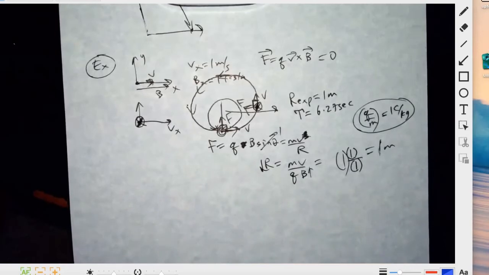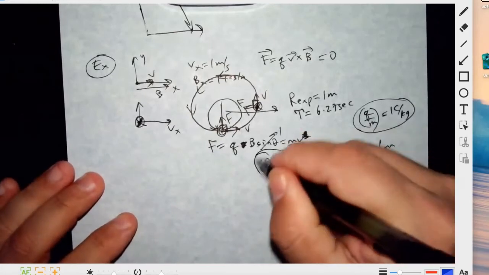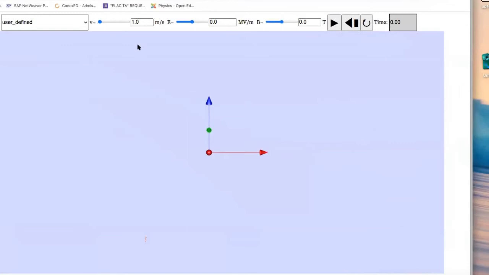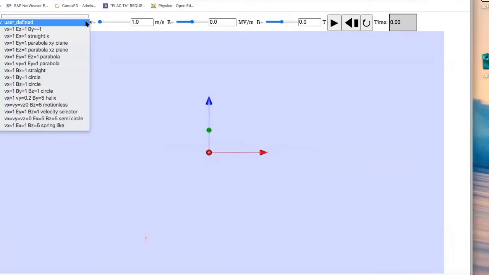Okay, so now that's one level easier, where we're testing out this equation, and we can see that it goes in a circle. Okay, now the next one, maybe we could try, let's do the, what is this one? Bx is 1, By is 1, Bz is 1.